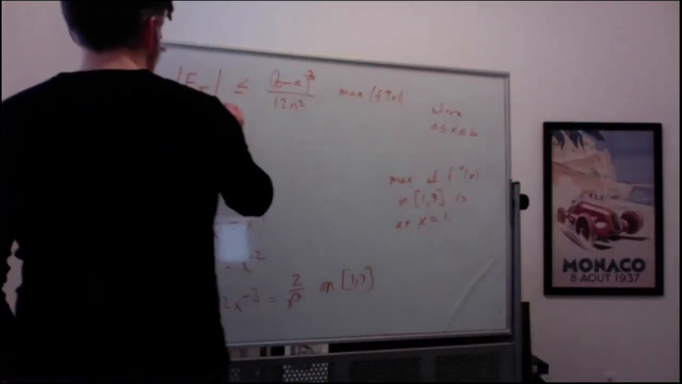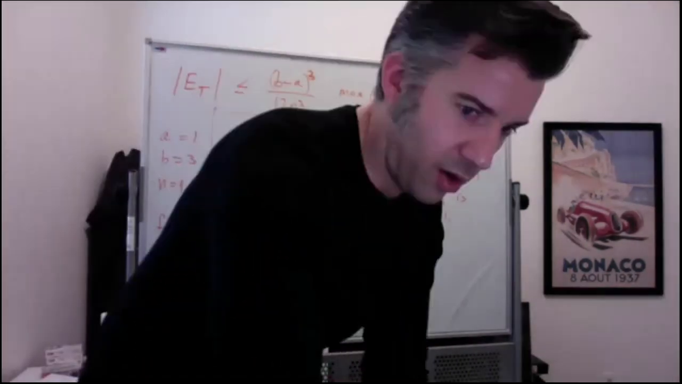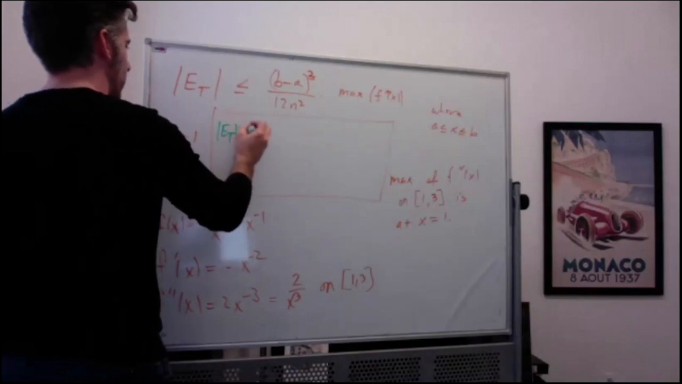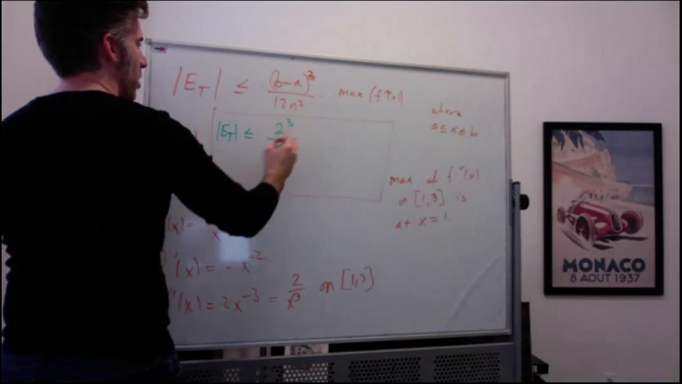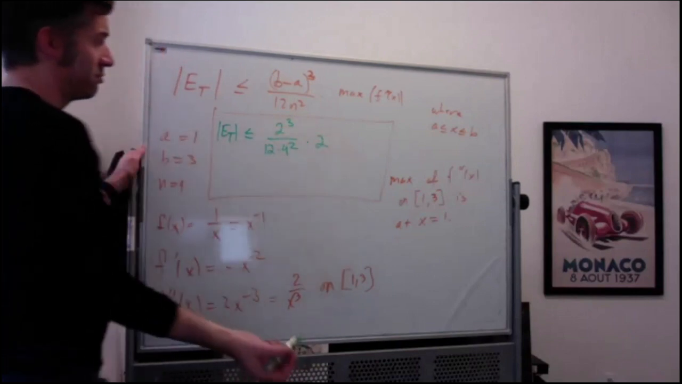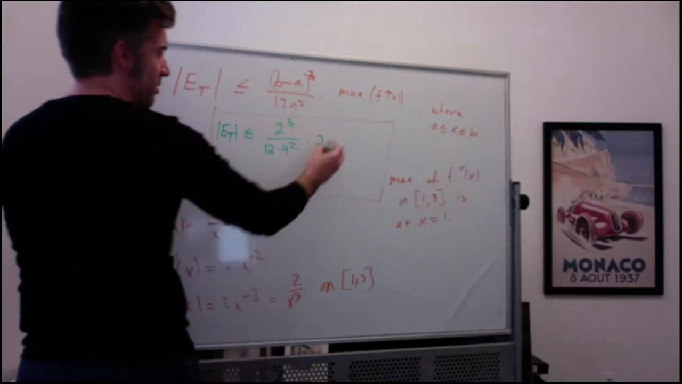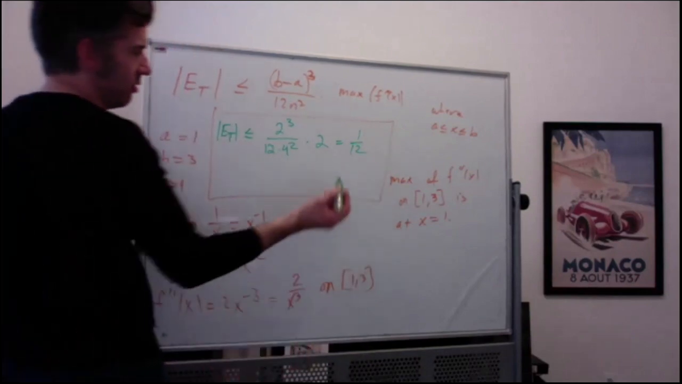So our error for the trapezoid method is going to be less than or equal to 2 cubed over 12 times 4 squared times 2. Let's see, 8 times 2 is 16, 4 squared is 16, those cancel, and you get 1 over 12, which is 0.0833.